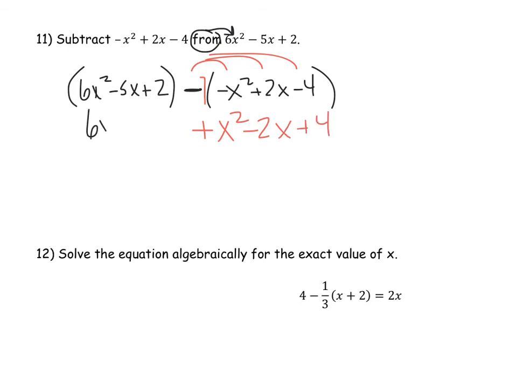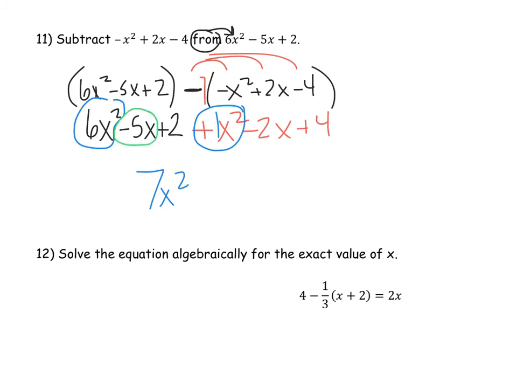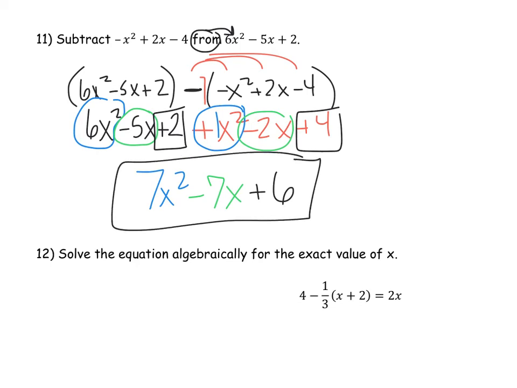And then down comes all of this. So we have 6x squared plus 1x, that's 7x squared, negative 5x minus 2x, negative 7x, and then positive 2 plus 4 plus 6. So this is your solution. The degree is 2. The leading coefficient is 7. The constant is positive 6. Just in case you wanted to know, in case you were interested.